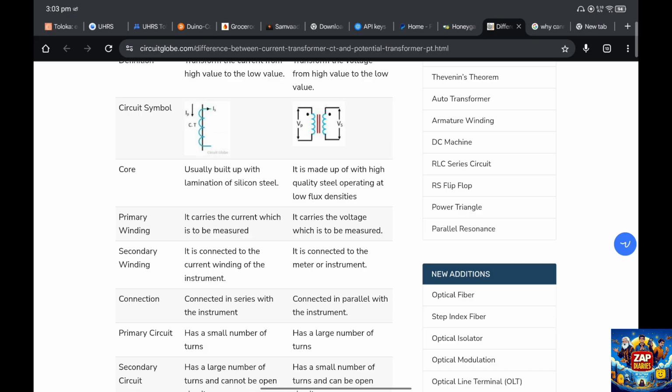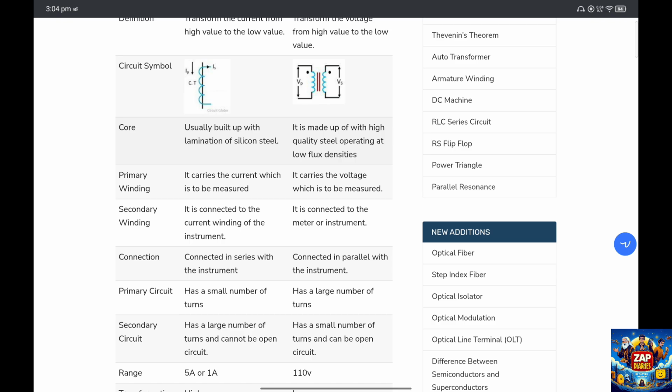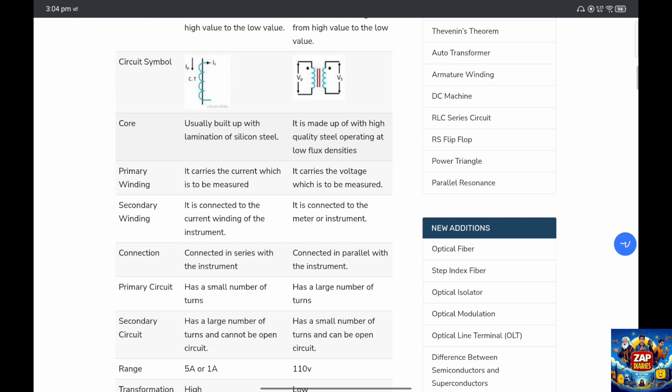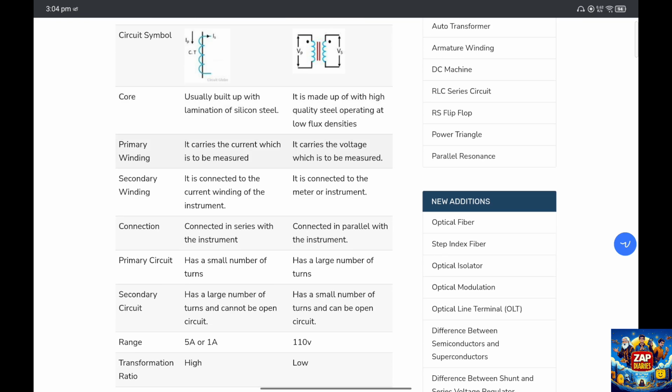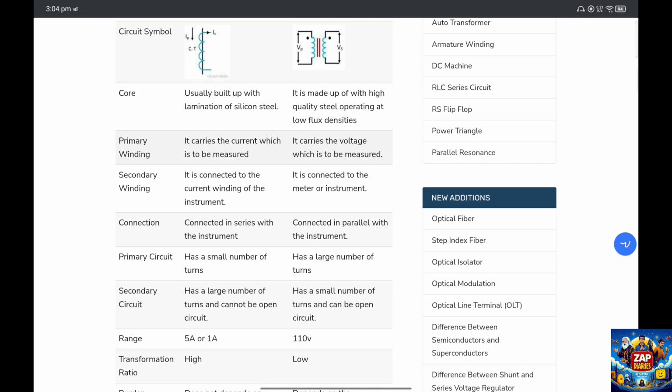It's basically laminated. Why is it laminated? To, of course, reduce the eddy current losses. And in the case of a potential transformer, PT, it is made up of high quality steel operating at low flux densities. The high quality steel is also used to reduce the flux, and these are already operating at low flux densities, right? So it reduces the leakage flux.